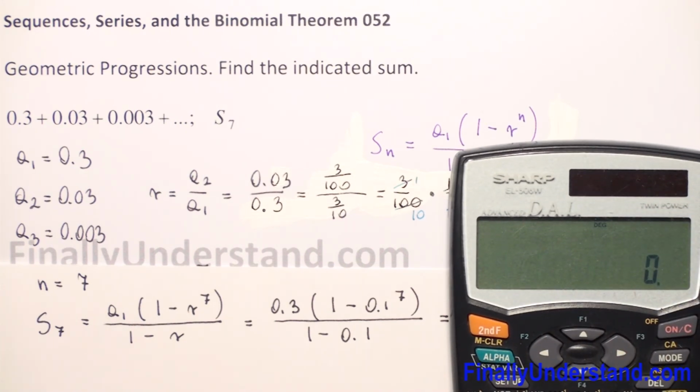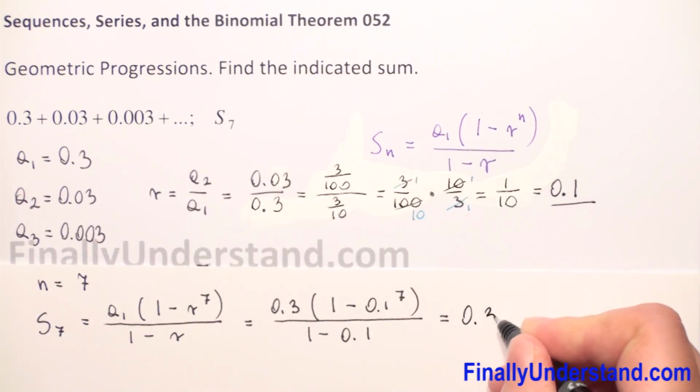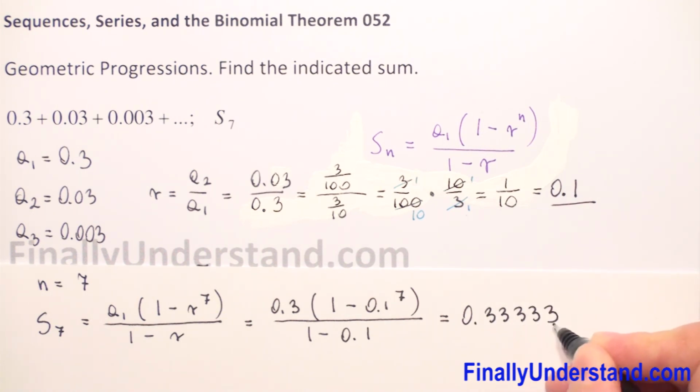First we will do the operation in parentheses. So we have in the numerator 1 minus 0.1 to the power 7. Now we multiply by 0.3, and we divide by 1 minus 0.1, which is 0.9. Let's put this into the calculator. So this is equal to 0 point, and we have 7 threes: 0.3333333. So this is my solution. We got the sum of 7 terms of the geometric progression.